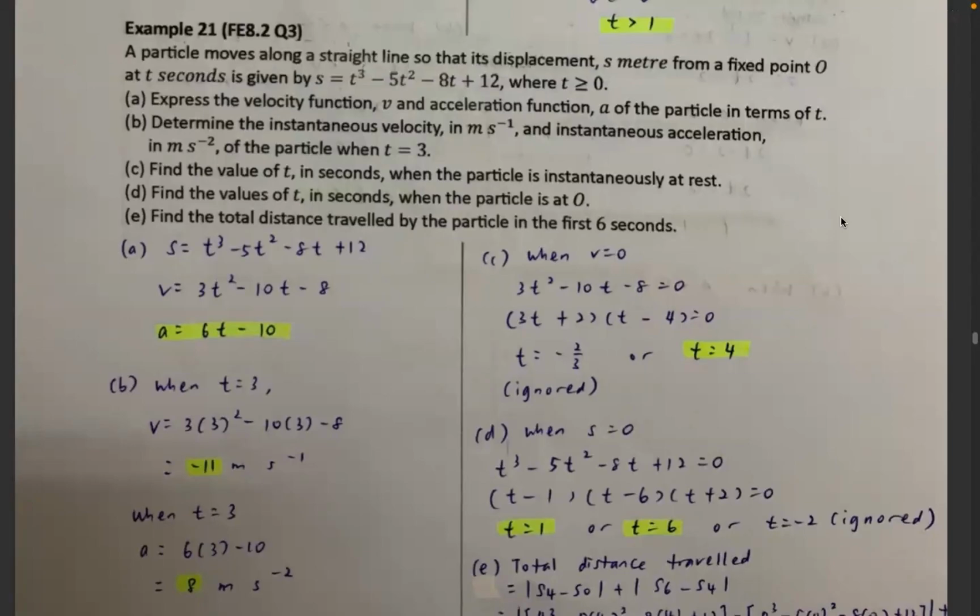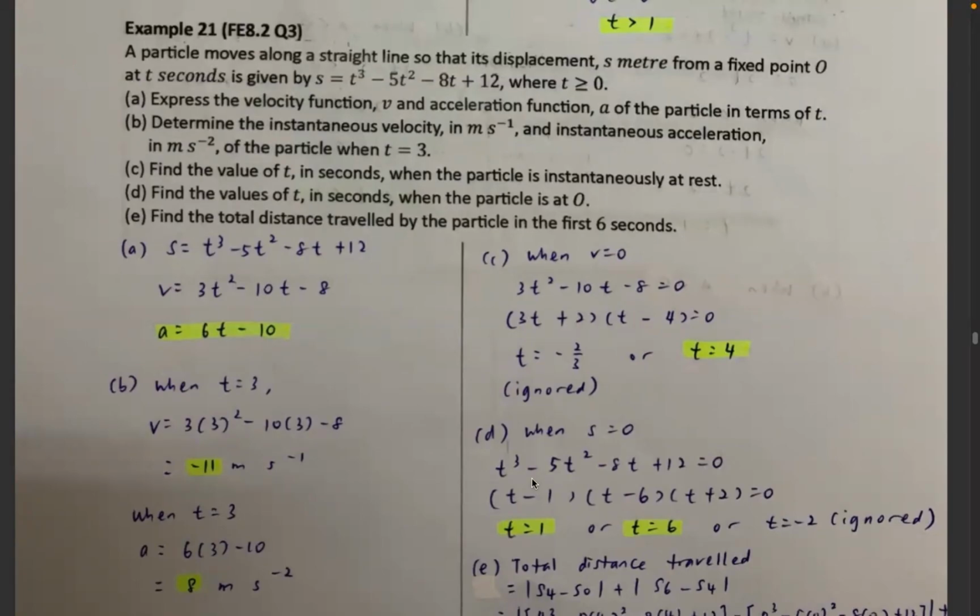D. Find the values of t in seconds when the particle is at O. When the particle is at O, that means s equals 0. So we have the displacement function, t power 3 minus 5t squared minus 8t plus 12 equals 0. And in the SPM syllabus, we haven't learned how to factorize a cubic equation. So you can press the calculator and get the answer.